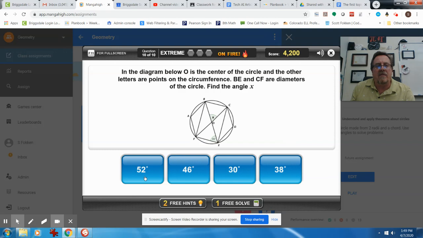Find angle X. I found it. It's right there. Joke. All right.